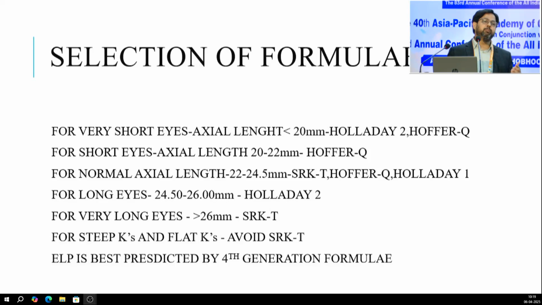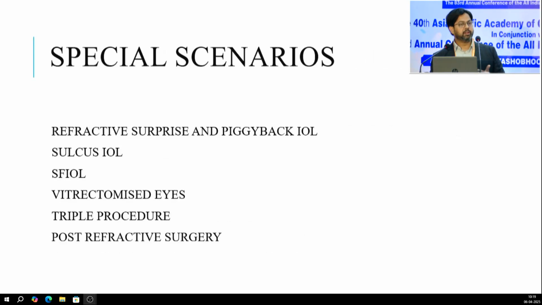And effective lens position is best predicted by 4th generation formulae, which are Barrett Universal, Haigis-L, Holladay 2. So coming to special scenarios, if you have a refractive surprise and you are planning a piggyback IOL, so for a myopic surprise, whatever refraction is coming, you multiply it with 1 times the refraction, and you get the power to be implanted for the piggyback IOL.